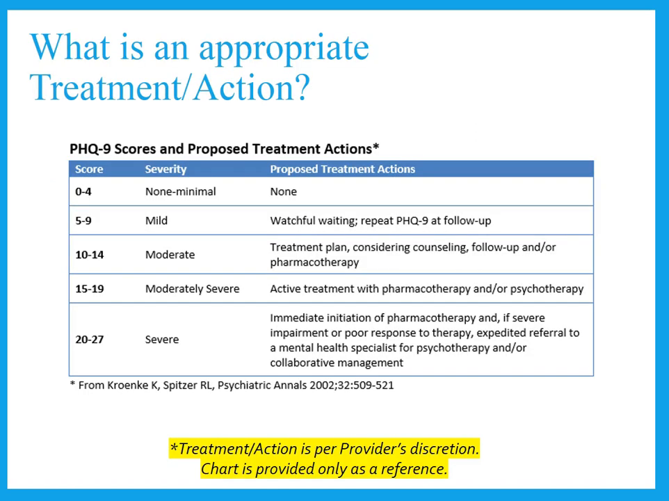What is an appropriate treatment or action? This chart shows PHQ-9 scores and proposed treatment actions. For example, a patient that has a score 0 to 4 may not need any further action. Patient with a score 5 to 9, the level of severity is mild, so this might just be watchful waiting, repeating the PHQ-9 at a follow-up visit. The treatment action is per provider's discretion. This chart is only provided as a reference.